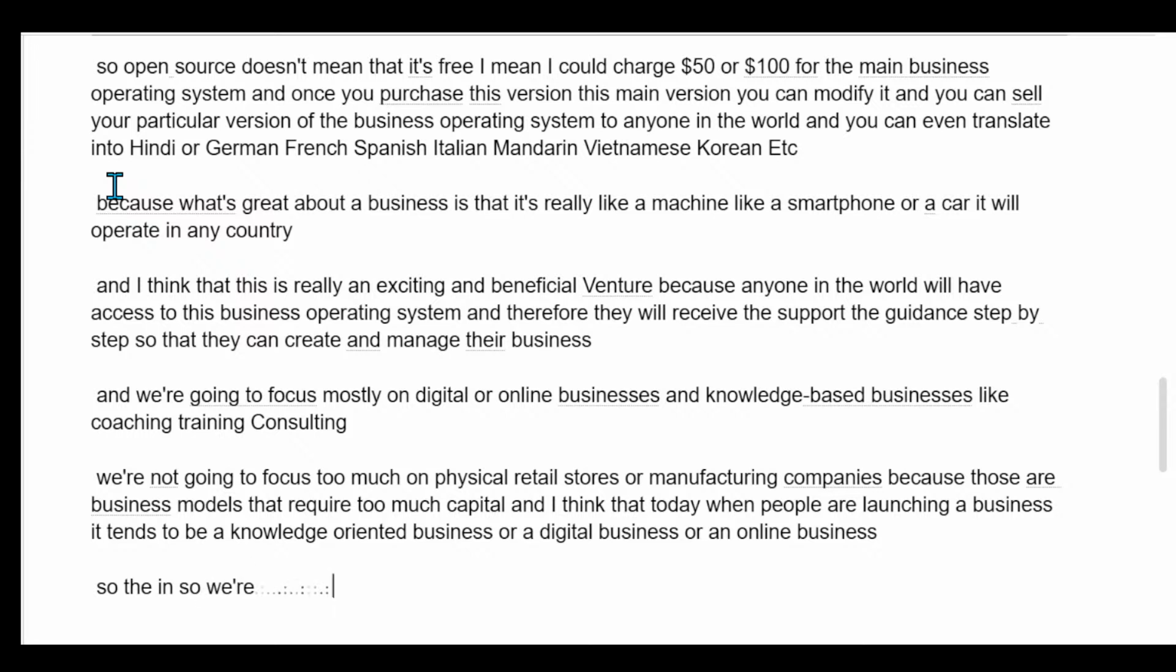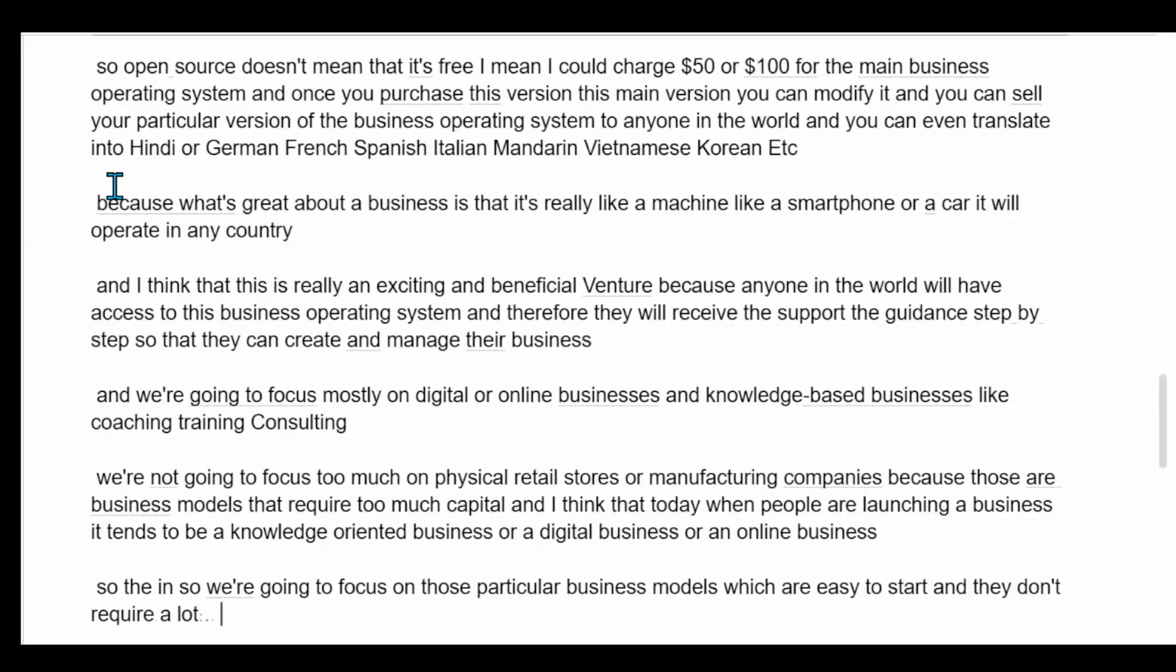So we're going to focus on those particular business models which are easy to start and don't require a lot of startup capital.